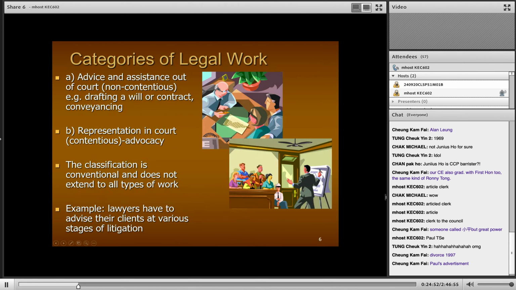For categories of legal work, of course we can have different classifications. We can classify the legal work in different ways. But a more traditional or conventional way of classification is to divide it into work relating to court work or not relating to court work. The first one is advice and assistance out of court. We call it non-contentious.